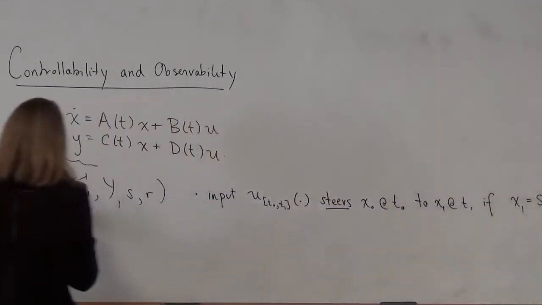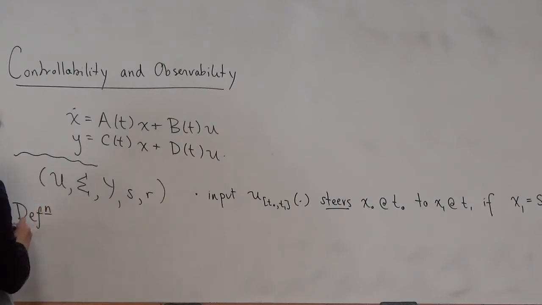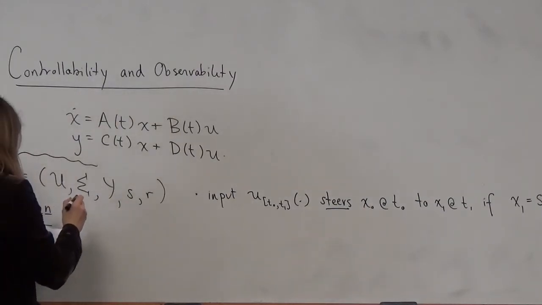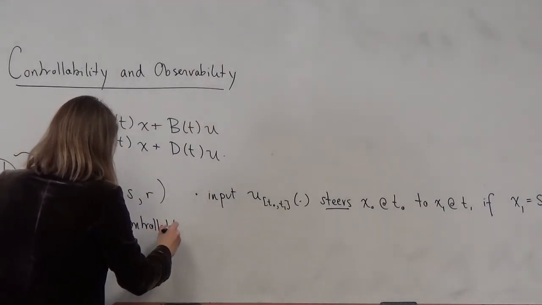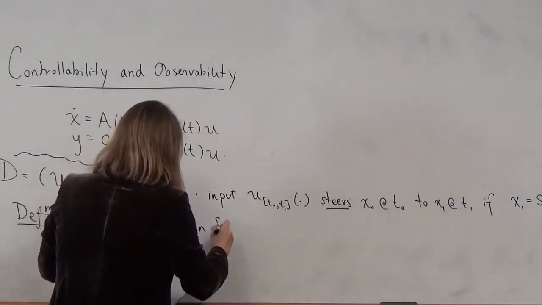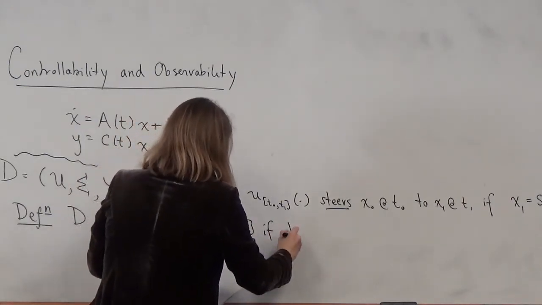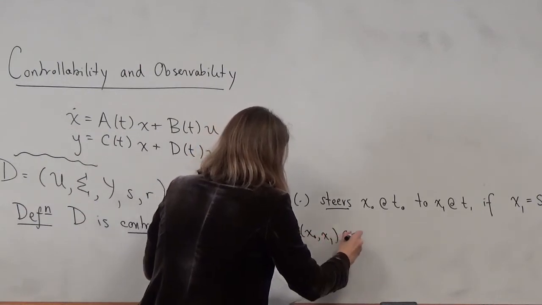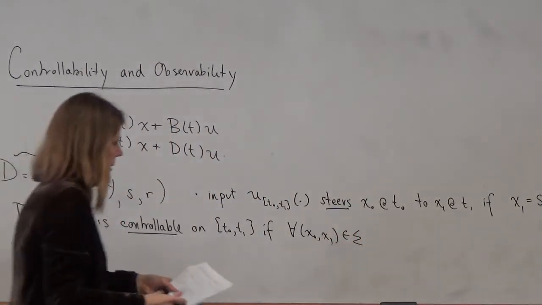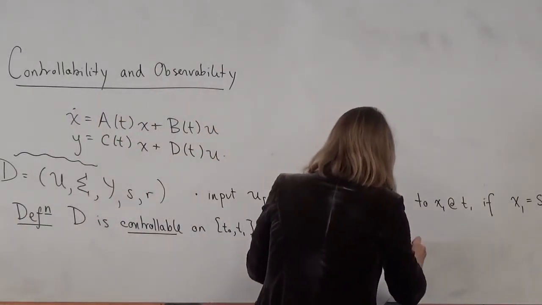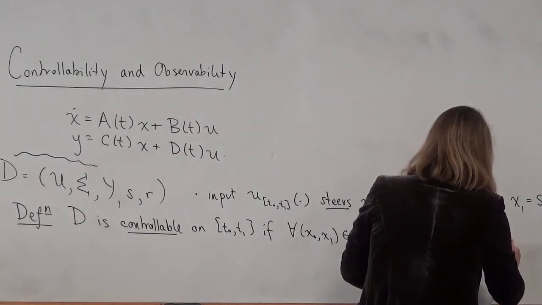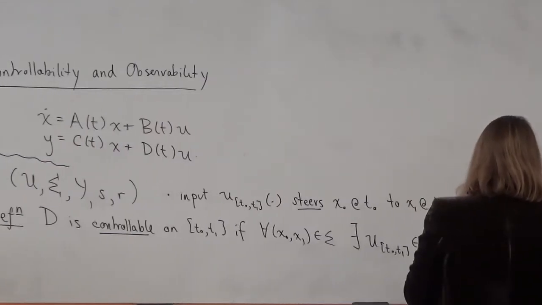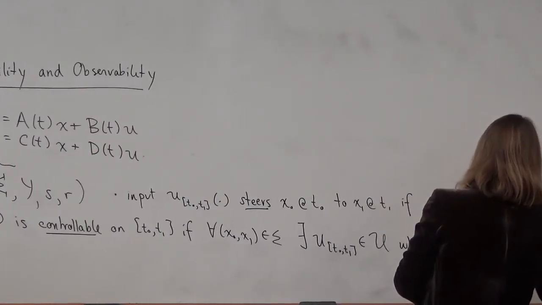And then we define controllability in terms of the ability to steer the state of the system. I'm going to call this dynamic system D. We say that D is controllable on the time interval t0 to t1 if for all pairs x0 and x1 in the state space, there exists an input u between t0 and t1, a valid input belonging to our set of input functions, which steers x0 at time t0 to x1 at time t1.